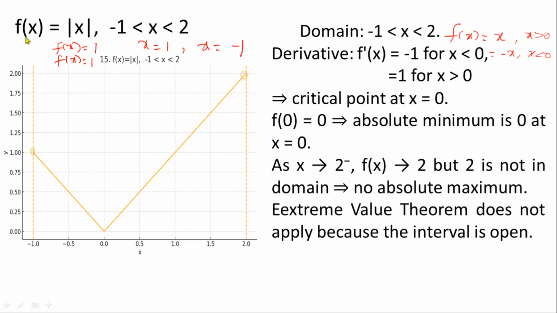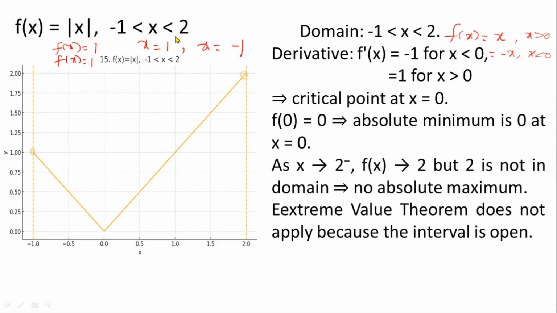The first problem is f of x equal to mod x. The interval is minus 1 less than x less than 2. Here only minus 1 less than x less than 2 is given; it is not mentioned as equal to. So these points, minus 1 and 2, are excluded. The limits are excluded. That means this interval is an open interval. These points are excluded.